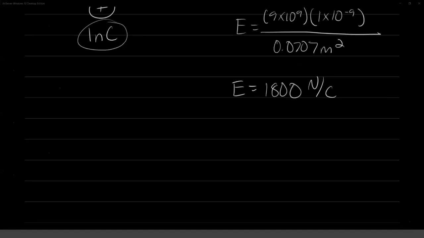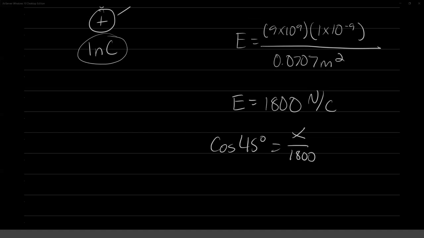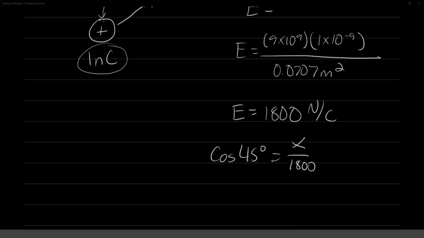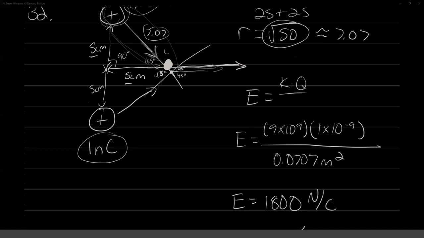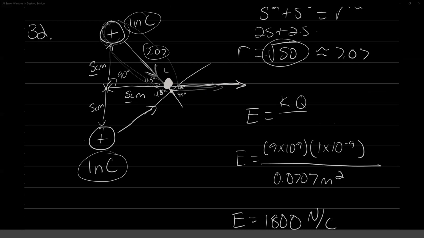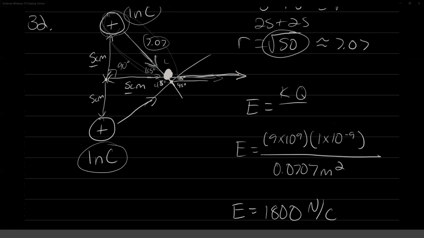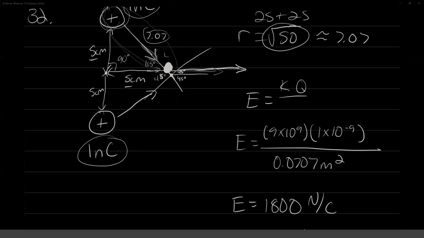Can't you just do the cosine of 45 degrees equals x over 1800? Wouldn't that work? I did that, and then somehow we had to multiply it by 2, and I got the answer. I think if you do it Jeremiah's way, you just get the answer right away, and that makes more sense, right? But for me, this is how I figured it out. I just did one side at a time.